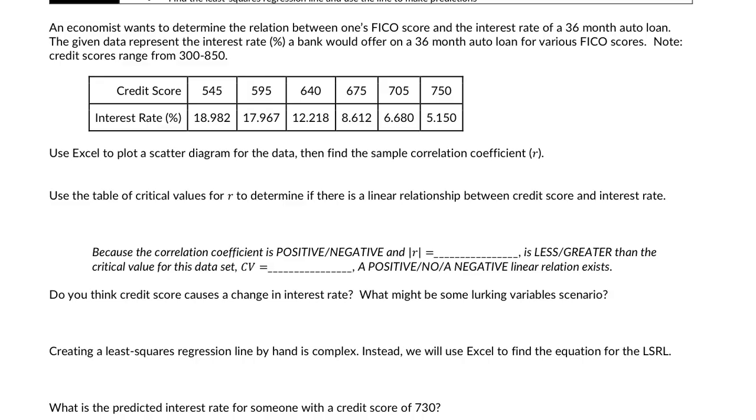So we have these 6 data points here where somebody with a 545 credit score got a loan of 18.982% on this 36-month lease for a car, all the way up to 750 getting a 5.15% interest rate. So let's first use Excel to plot a scatter diagram for the data and then find the sample correlation coefficient. So you guys can start typing this data in, and what I want to know is how the trend of this data would look if we were to sketch this on our paper.